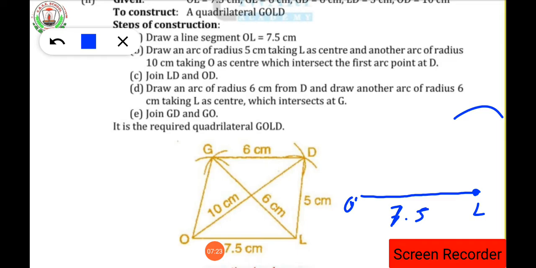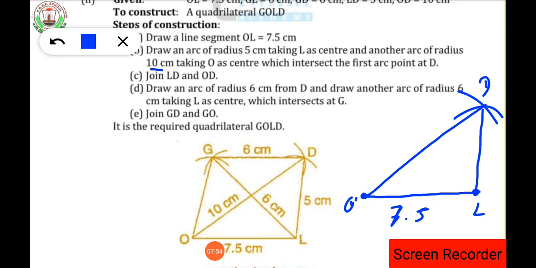Clear up to here? Then again you have to measure 10 centimeter on the mouth of your rounder, and keeping the needle at point O, draw another arc so that it intersects the first arc. Now you get an intersecting point, label it as D. Join the lines DL and OD. Up to here clear everyone?